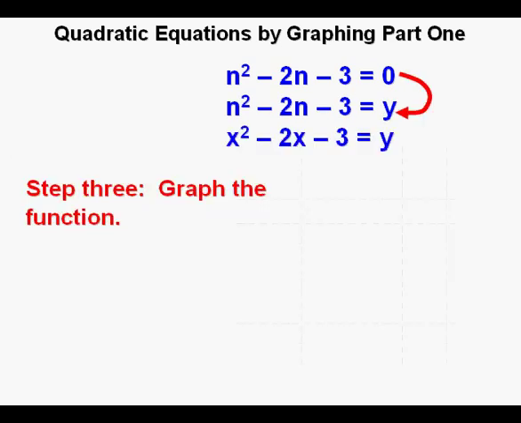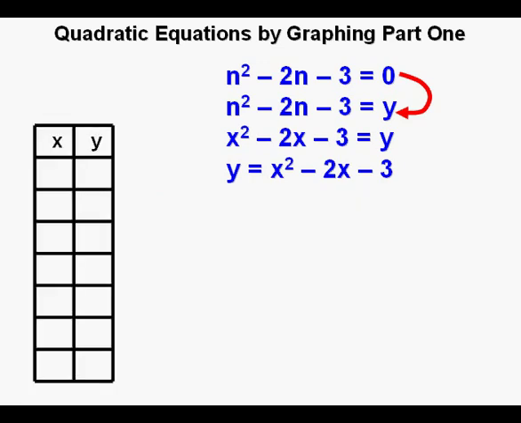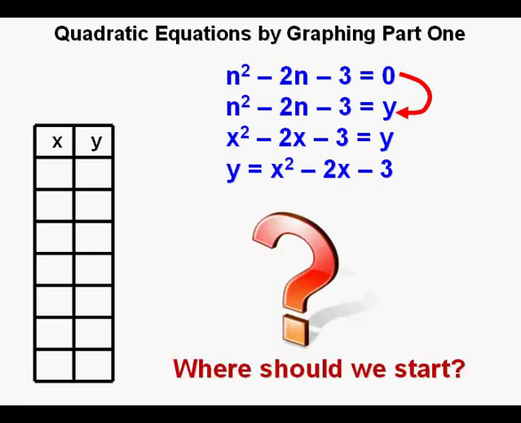Now we are at Step 3, graph the function. To get the function in x and y variables, we change the n variable to x. Now we have created a quadratic function from a quadratic equation that we can graph on a coordinate plane. For cosmetic purposes, Joe switches the function to have the dependent variable y on the left side, where he is more accustomed to working. We create a table where we will obtain points to be graphed. The question now is, where should we start?